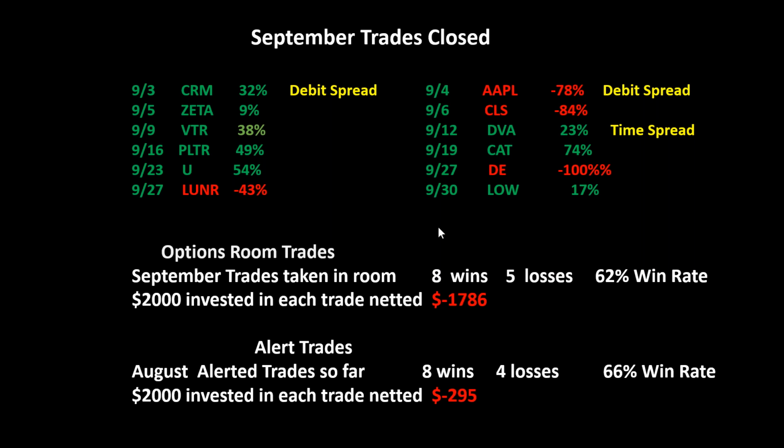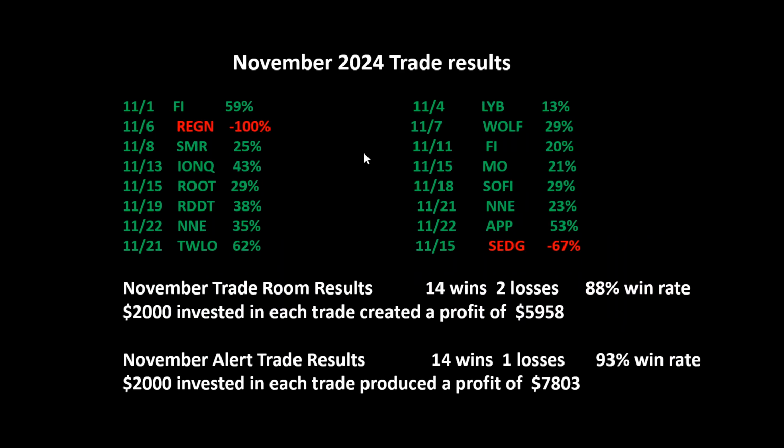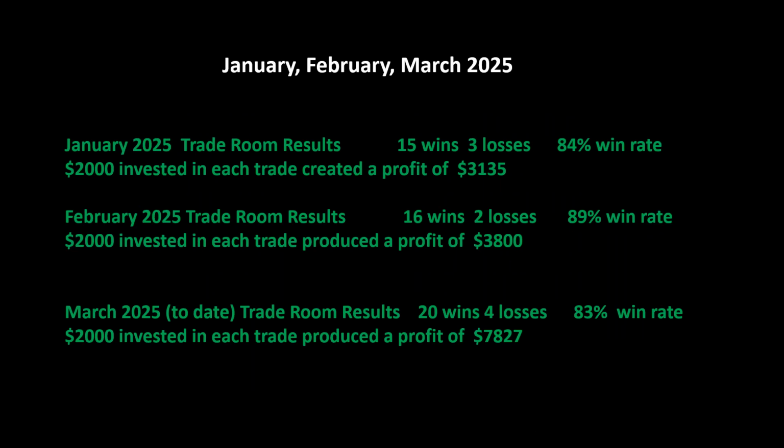But look, in October we jump right back, 74.48 in the room, and on the alert service 17 and 3, 85% win rate, right back up again. So that's what you see with the results. And this is November, and I won't go through every single month, but you can see this is January, February, March. This is this year so far, and again, this has been a rough year.